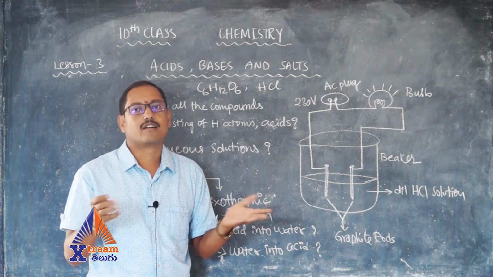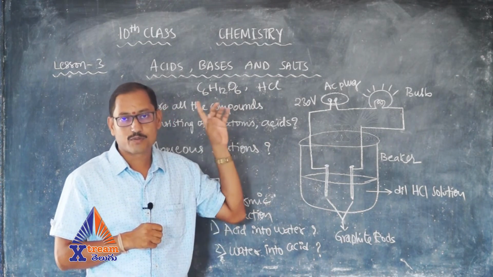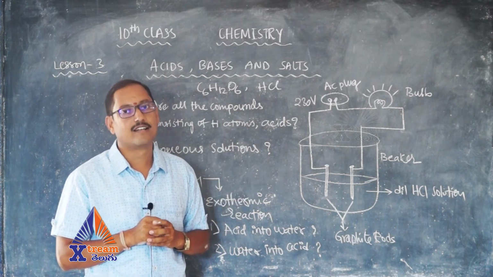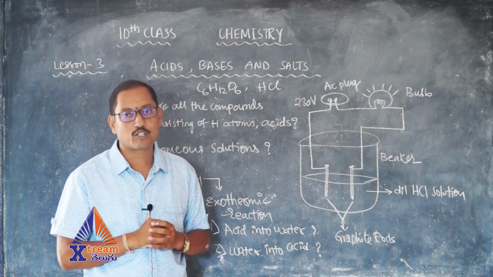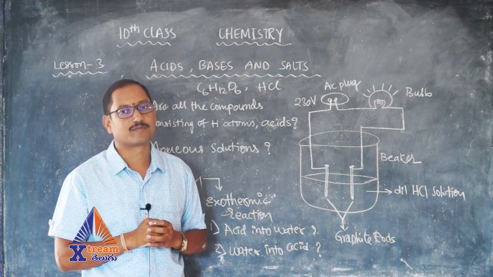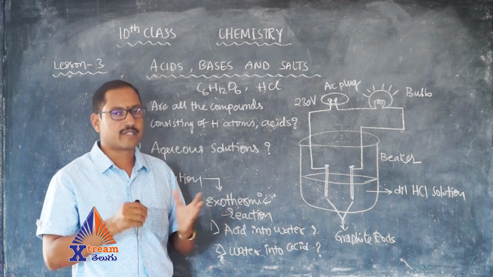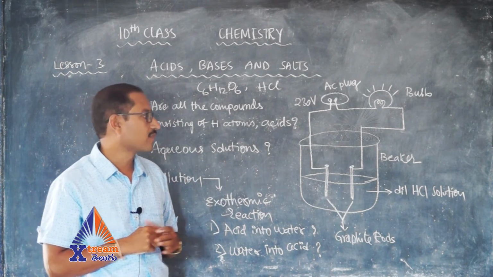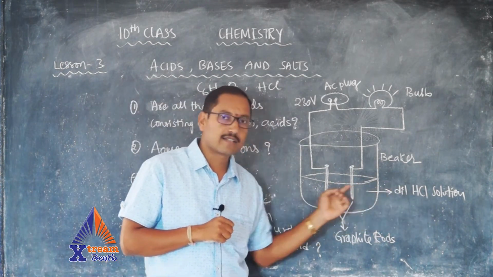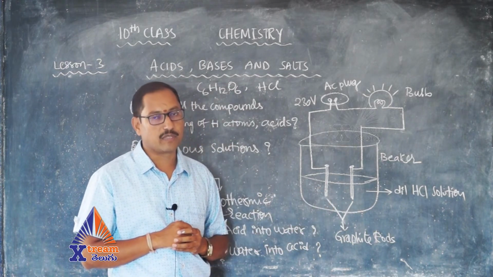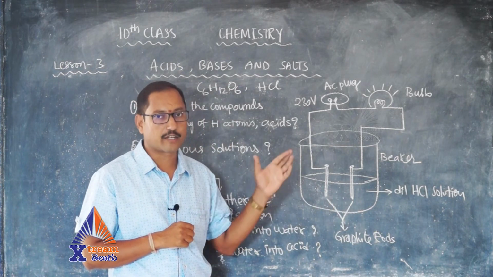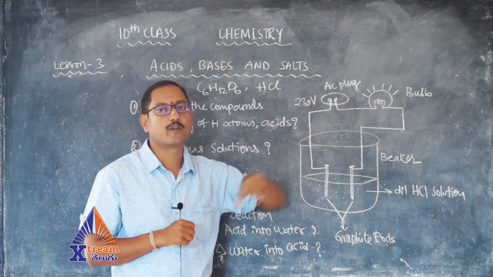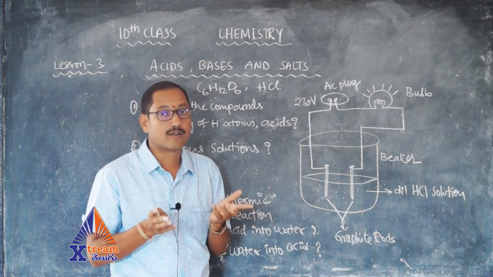So this is not an acid. So sugar solution is not an acid as it is unable to give H plus ions out. Let us do the same activity with HCl, dilute HCl. If dilute HCl has been taken into this beaker and the circuit is made on, then you will see the bulb is glowing. Why? Why?